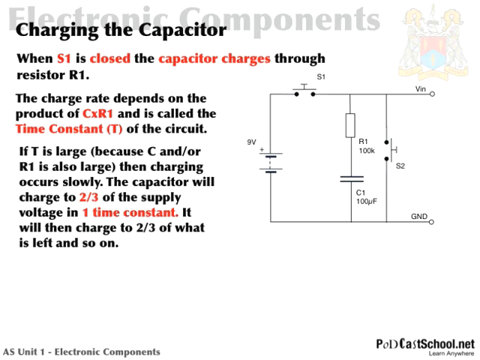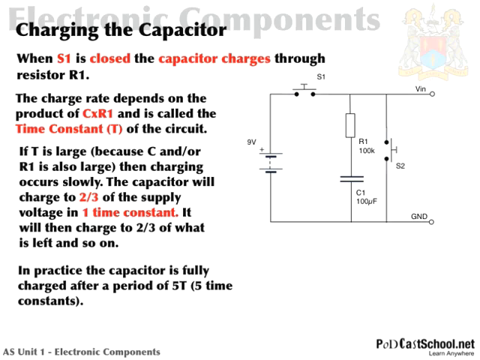charging occurs slowly. The capacitor will charge to 2/3 or 63% roughly of the supply voltage in one time constant. It will then charge to 2/3 of what is left, and so on. In practice, the capacitor is fully charged after 5 time constants. Okay, and here we go.